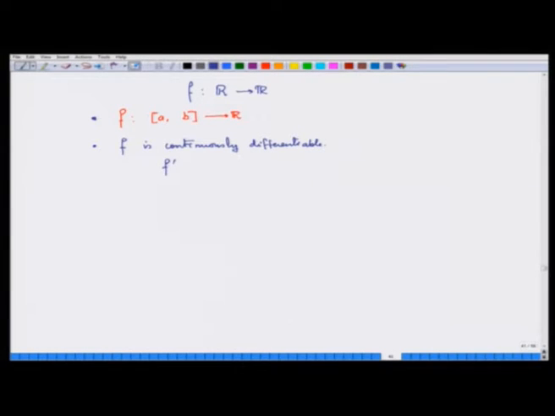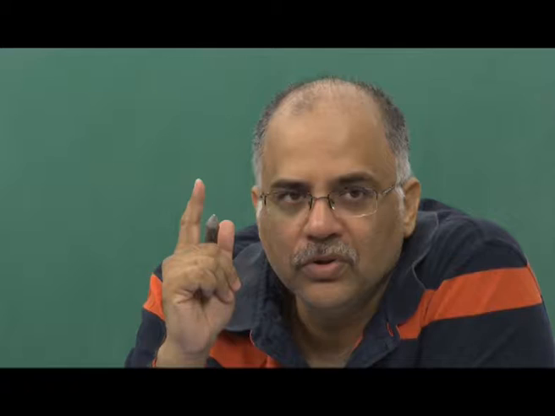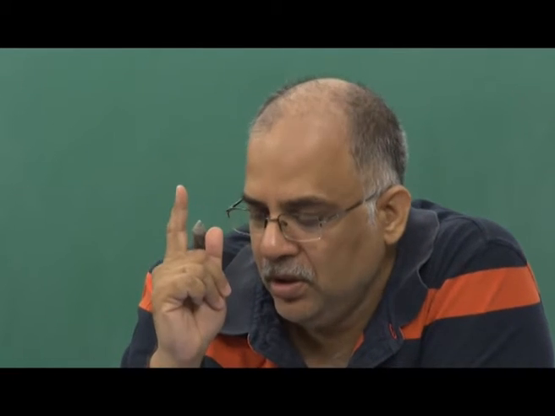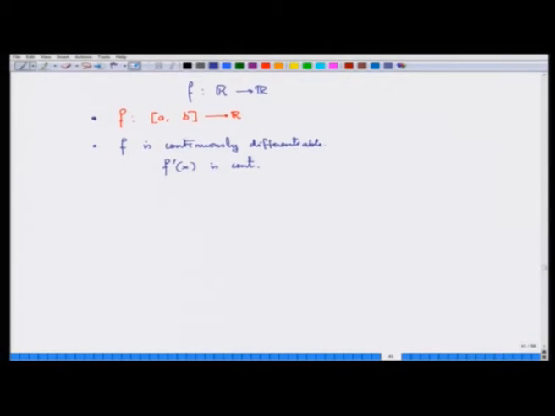So, f dash x is continuous. Now, the interesting feature is the following. Suppose I take the closed interval a b, and I say that f dash x is continuous, meaning it is continuous on the closed interval a b. So, I cannot say just continuous on the open interval a b, of course, it is continuous on the open interval a b if you say continuously differentiable.